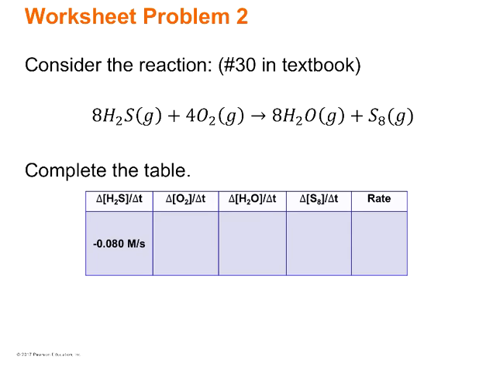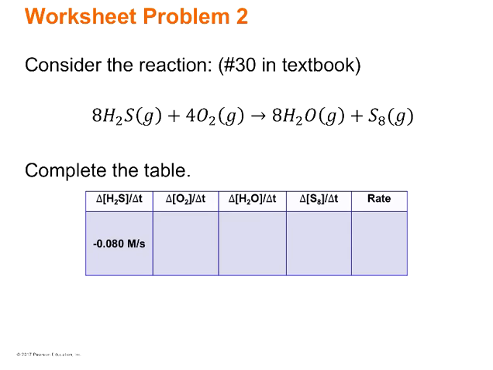All right, so now let's also work on problem 2 of the worksheet, just to get in some extra practice here, because this is a lot of new stuff that we're covering. So let's consider the reaction where we have 8 H2S plus 4 O2, and that's combining to produce 8 H2O and S8. And we want to complete the table below.